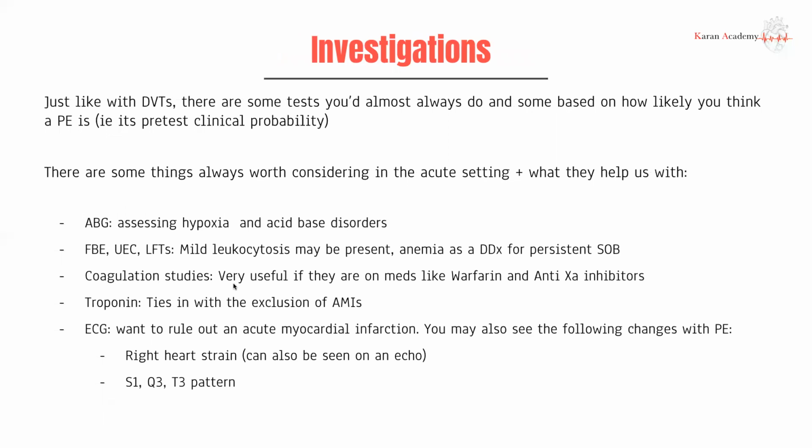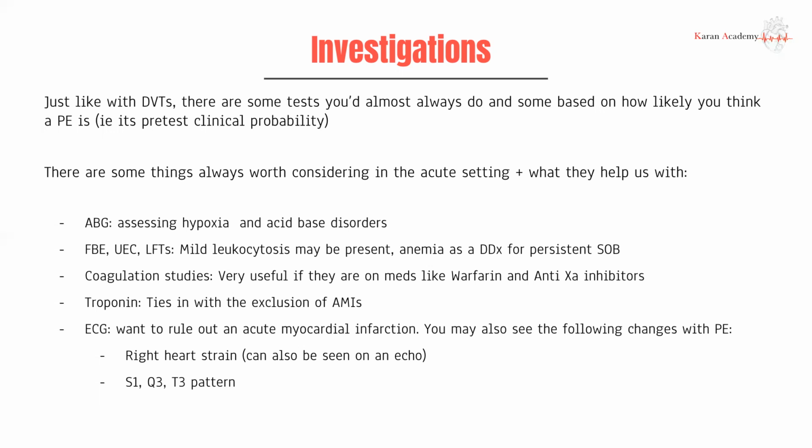So again, with investigations, you want to basically assess how likely you think a PE is based on this pretest probability. But then there are some other tests that you always want to consider in the acute setting. Remember, these are patients who present with things like shortness of breath and chest pain. You always want to assess for hypoxic status. You could do an ABG, look for acid-base disorders. You often have a stock standard panel of FBE, UECs, LFTs, and coag studies.